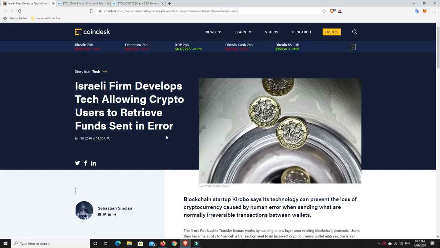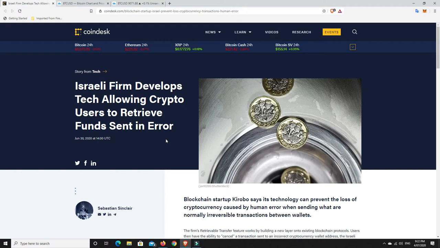So I was just reading here on Coindesk.com, and this is a couple of days old. But an Israeli firm develops tech allowing crypto users to retrieve funds sent in error. This will be absolutely amazing. Now, I don't know if it'll help with any unfortunate transactions we made previously. It probably won't be able to help us there, but I think this will definitely help adoption in the future.